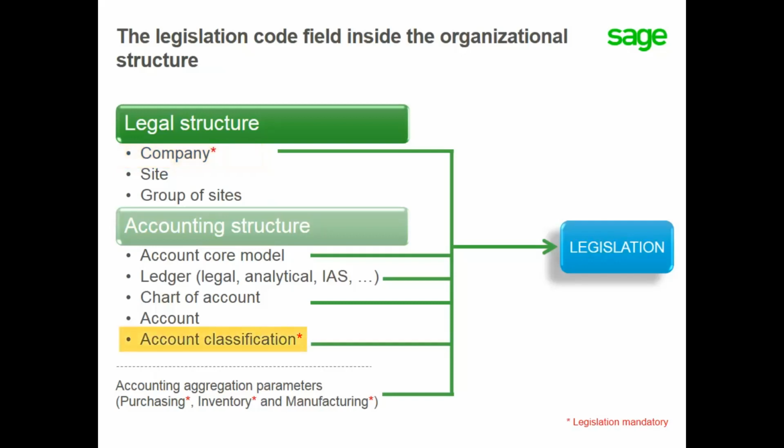In account classification, the legislation is taken into consideration when creating a chart of accounts in order to link the chart of accounts with the account class. In accounting aggregation parameters for purchasing, inventory, and manufacturing, legislation is used for consistency and flow. When entering accounting aggregations, there are specific fields which will be used to differentiate the movements to prevent the aggregation.